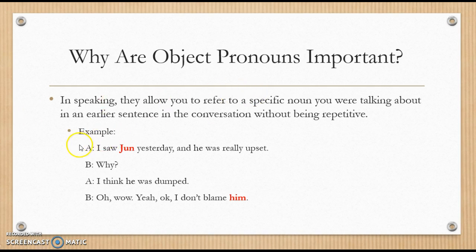So, for example, we have A saying, "I saw June yesterday and he was really upset." B says, "Why? I think he was dumped." "Oh wow, yeah, okay, I don't blame him." So you see, June is the noun and him is the object pronoun that B uses to refer back to June.